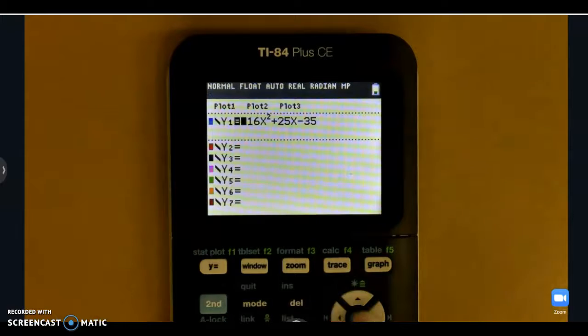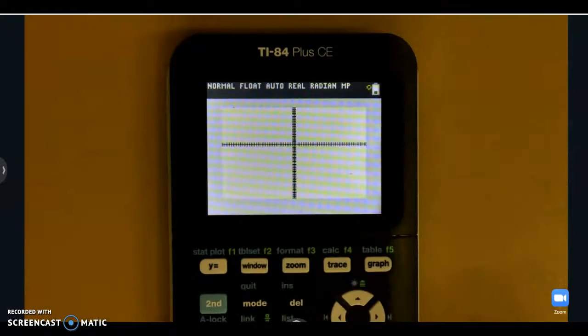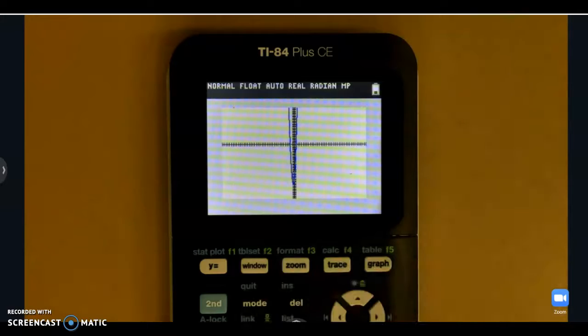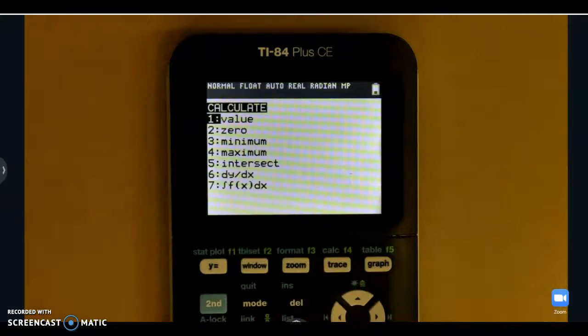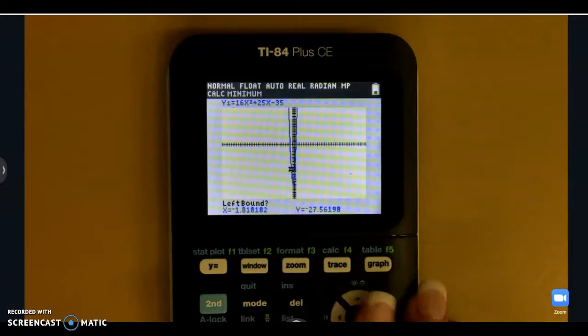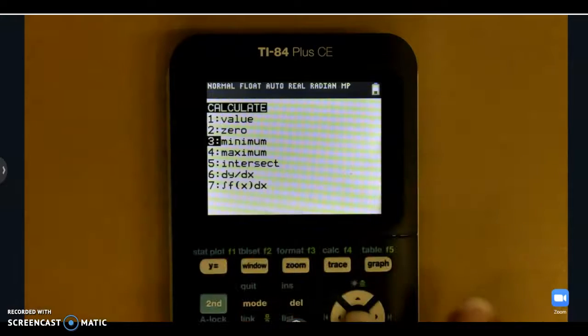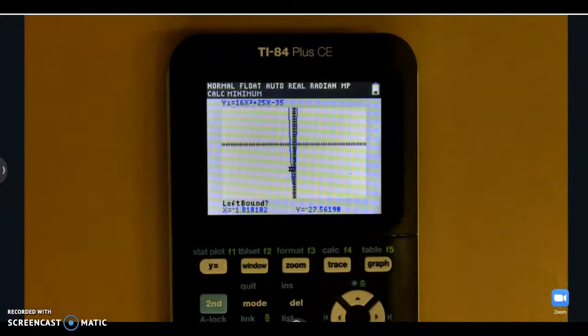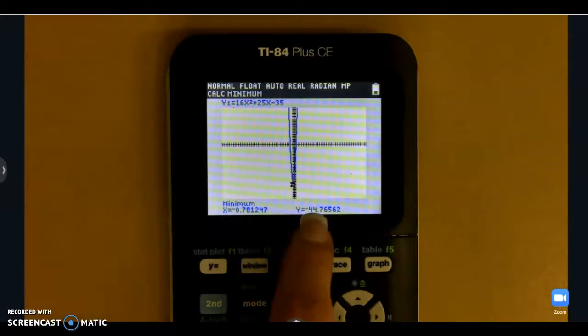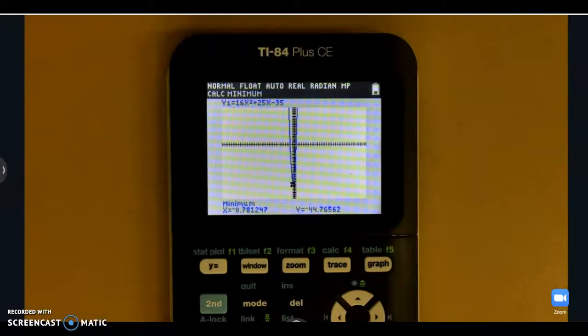Now let's say that this wasn't negative, and if I were graphing this parabola, my vertex would actually be a minimum. So let's look at that. If I'm looking for the minimum, I'm going to select minimum, so 3 on my second calc tab. Again, you still need to select the left first, then the right, and enter a third time. And there is your minimum, or your vertex. And that is all it requires.